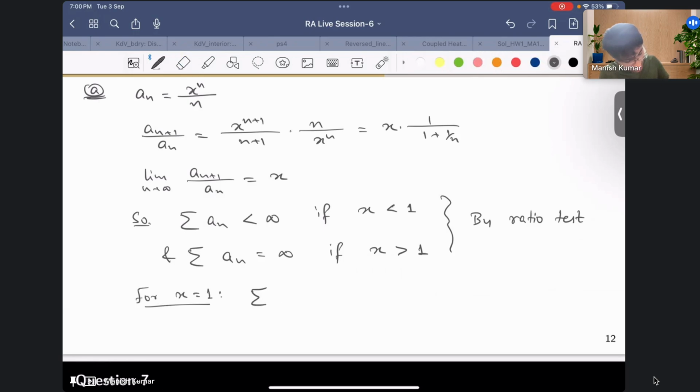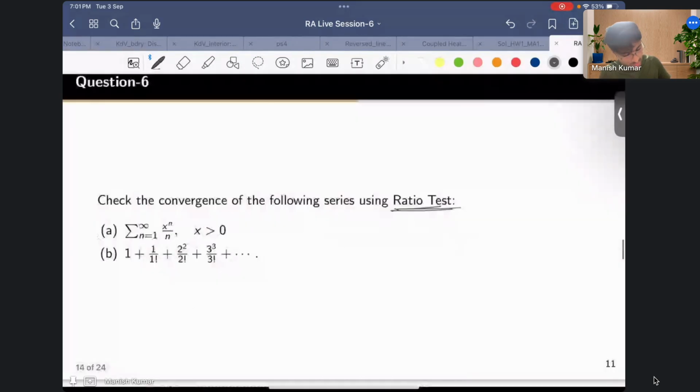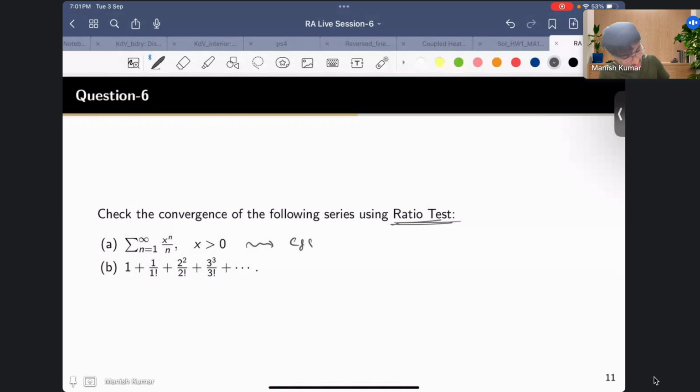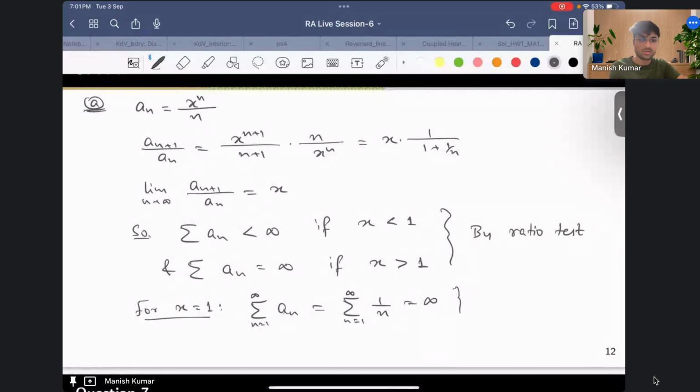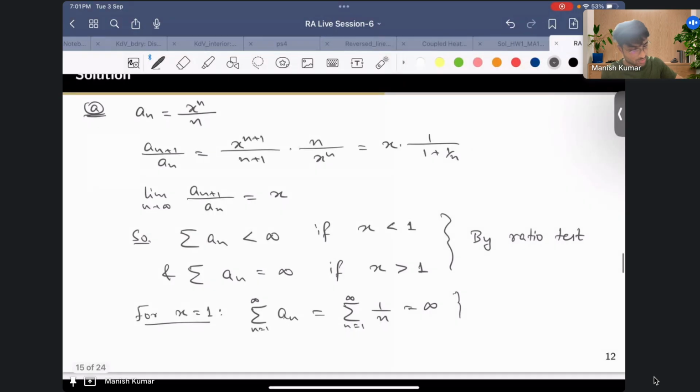For x equal to 1, summation a_n is nothing but summation 1 by n. And this is clearly divergent. Okay, so the answer is that this converges if and only if x is strictly less than 1, right? Okay, this was too easy, you don't have to do much for this test. Okay, now let's move to the second part.